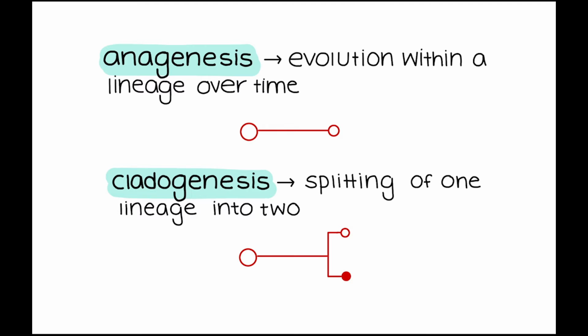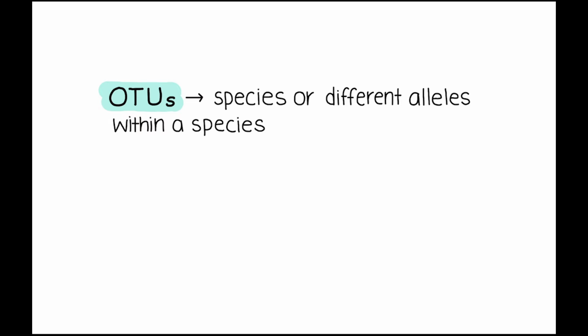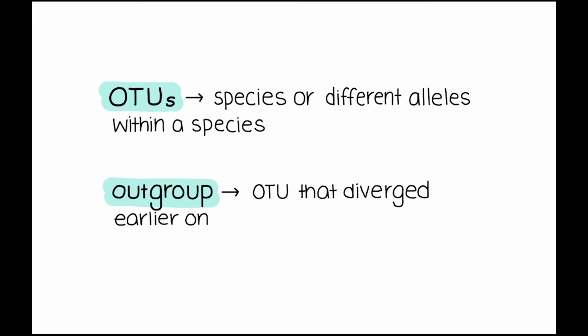It is also important to remember that there are two types of phylogenetic trees, rooted and unrooted, but in this video we will focus on rooted trees. What separates them from unrooted trees is that the order of divergence can be inferred by comparing an OTU to an outgroup. An OTU, or operational taxonomic unit, refers to a species or different alleles within a species, while an outgroup refers to an OTU that diverged early on.